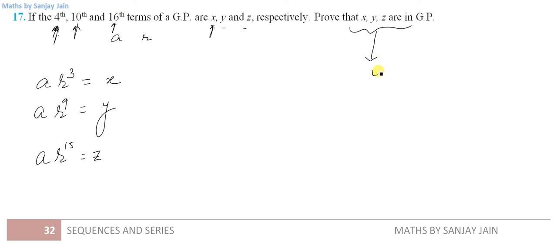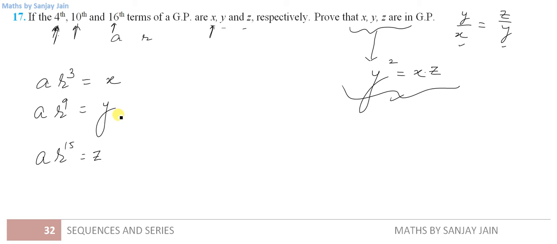So if I can show that y squared is equal to xz, then I'll say that x, y, z are in GP. We know this property because the common ratio is y by x or z by y. These are equal, right? So y squared is equal to x into z. This is what you need to show.